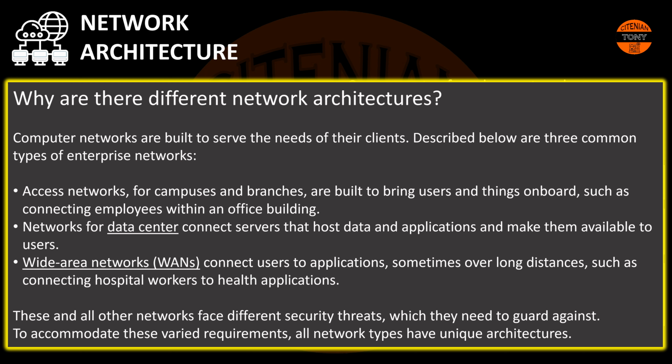Access networks, for campuses and branches, are built to bring users and things on board, such as connecting employees within an office building. Networks for data centers connect servers that host data and applications and make them available to users. Wide area networks, WANs, connect users to applications, sometimes over long distances, such as connecting hospital workers to health applications. These and all other networks face different security threats, which they need to guard against. To accommodate these varied requirements, all network types have unique architectures.